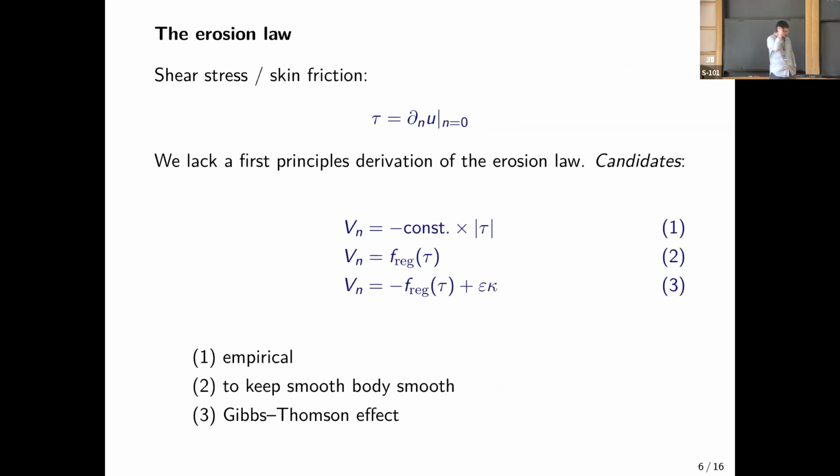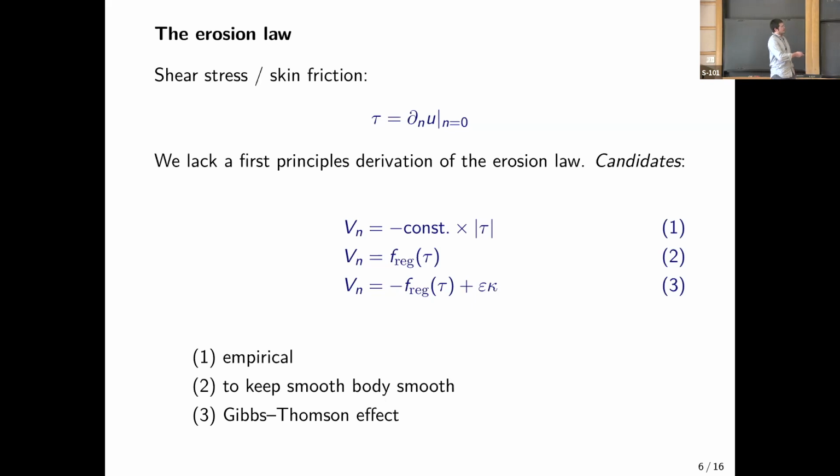There's an empirical erosion law, but we lack a first principles derivation of it. So I'm going to propose a few laws, and it would be very interesting to give a physical derivation of, say, the first law, which people are using. The first candidate is that the normal velocity is proportional to the magnitude of the shear stress. The issue with this law is that if you start with an initially smooth body, the law itself is not smooth, and you don't expect the body to stay smooth.